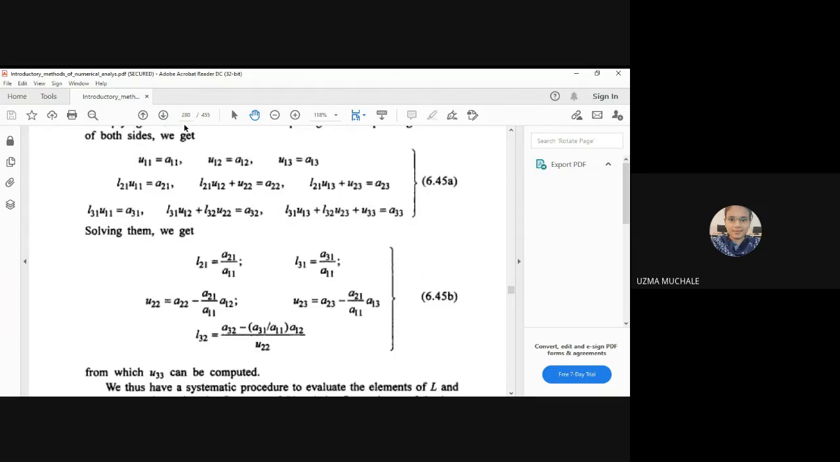What is your recommended book for numerical analysis? Introductory Methods of Numerical Analysis. What is the author of this? I have already shared it with you. S.S. Sastri.